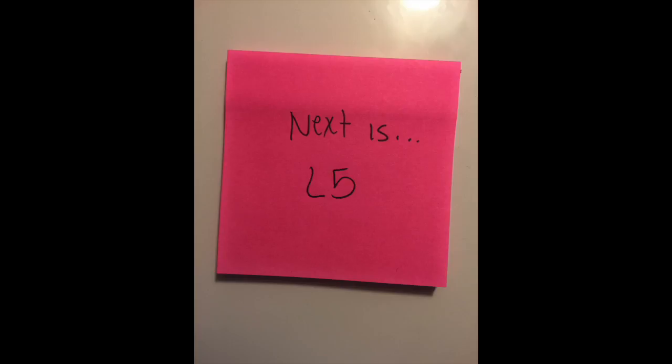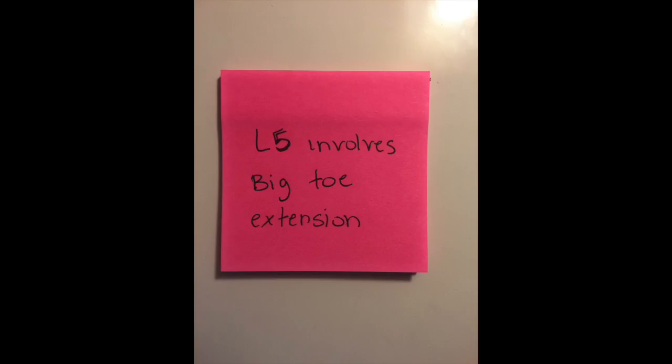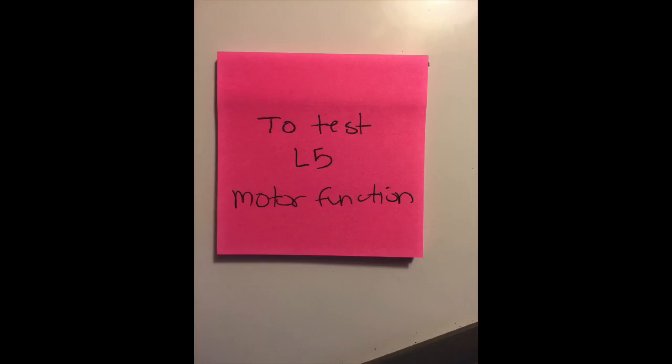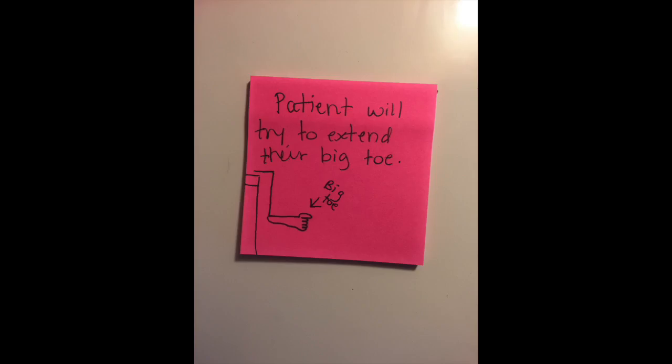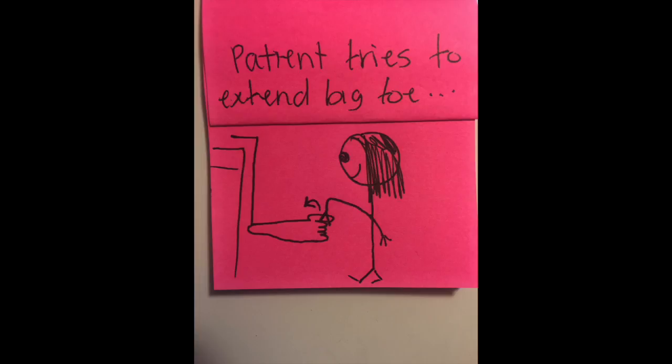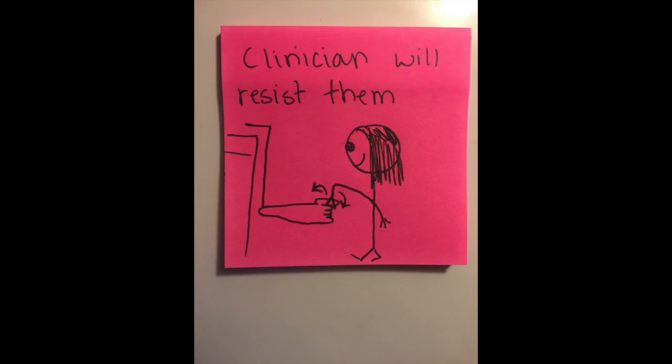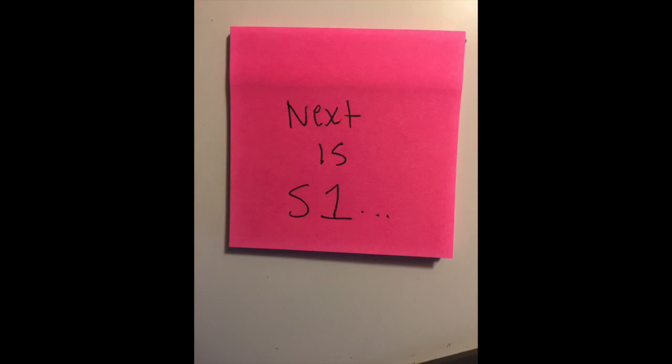Next is L5. L5 involves big toe extension. To test L5 motor function, have the patient sit at the edge of the table. The patient will try to extend their big toe, and the clinician will resist them. That is done to test L5 motor function.